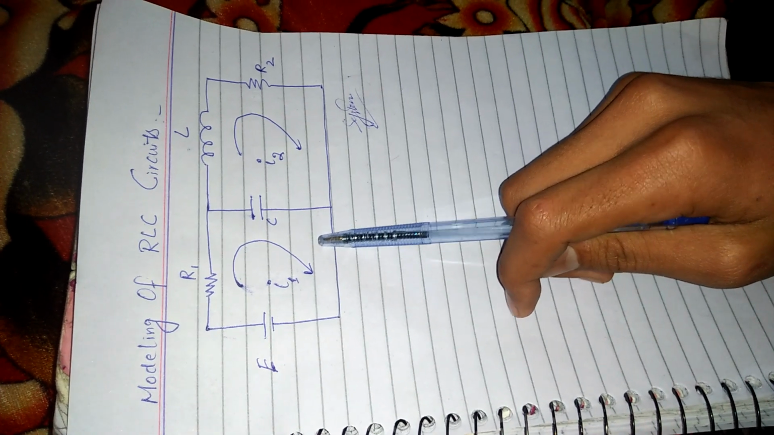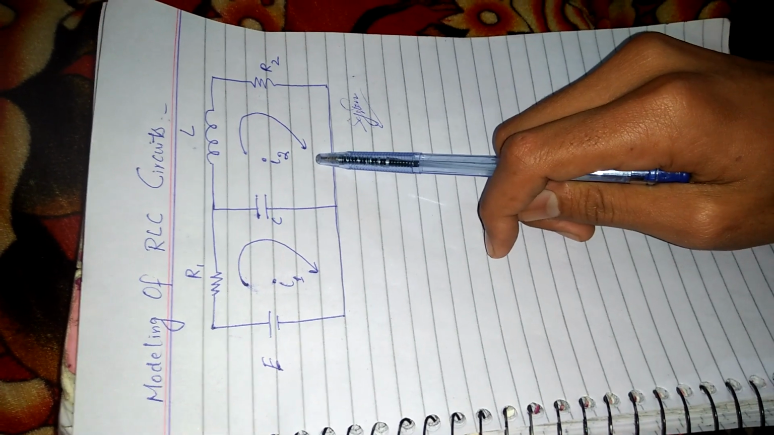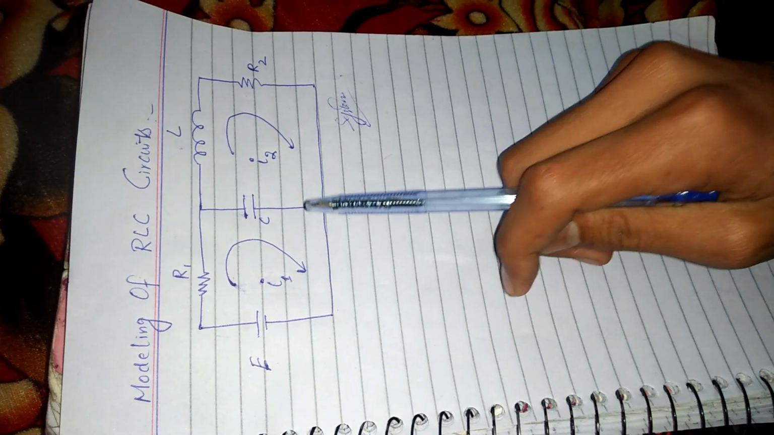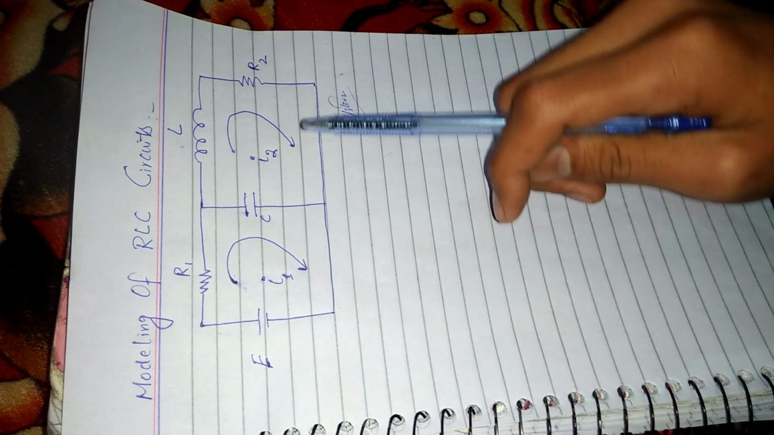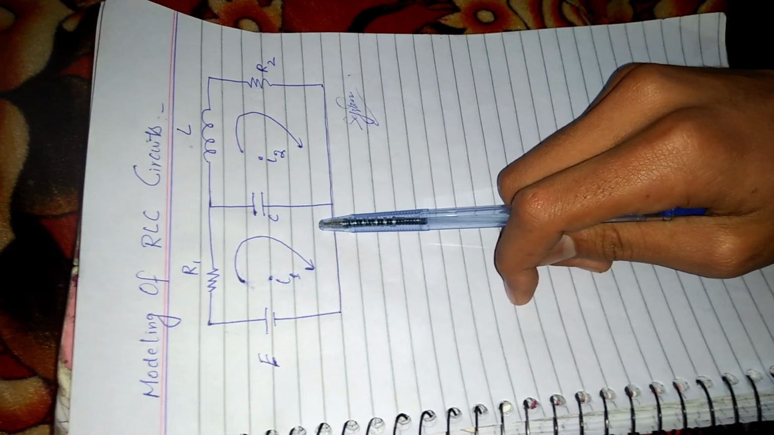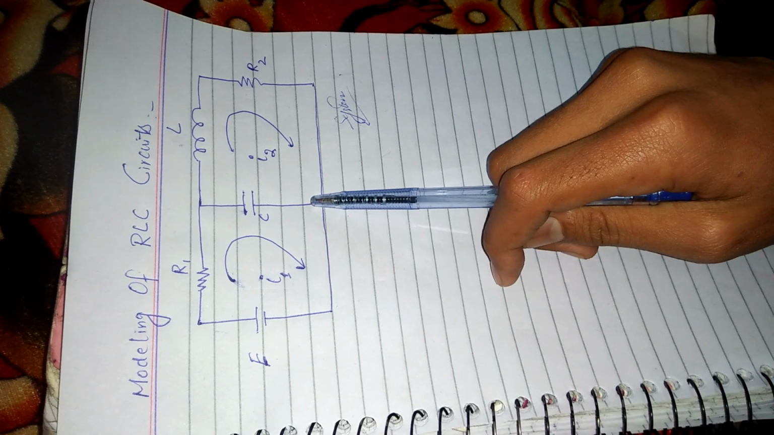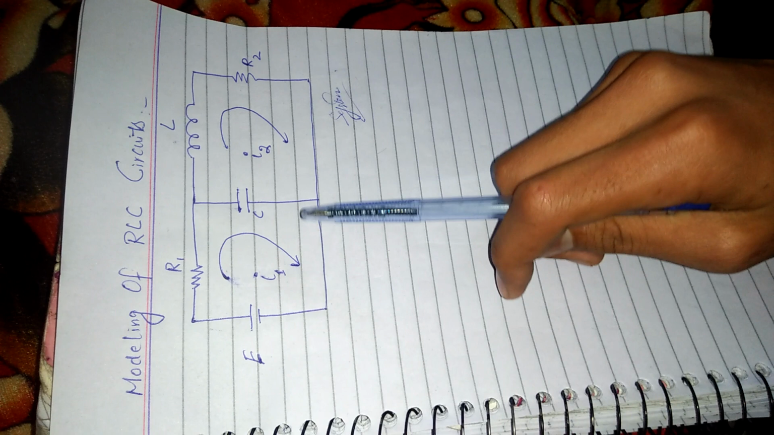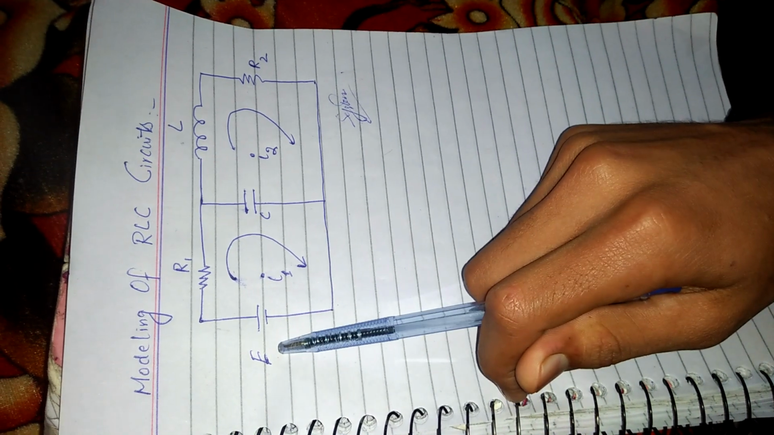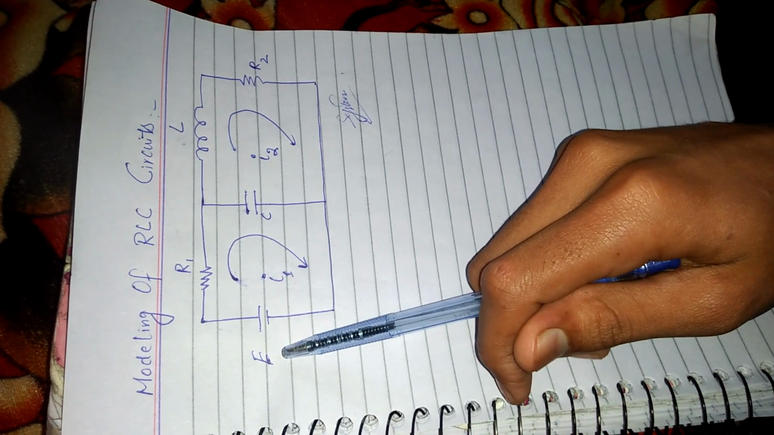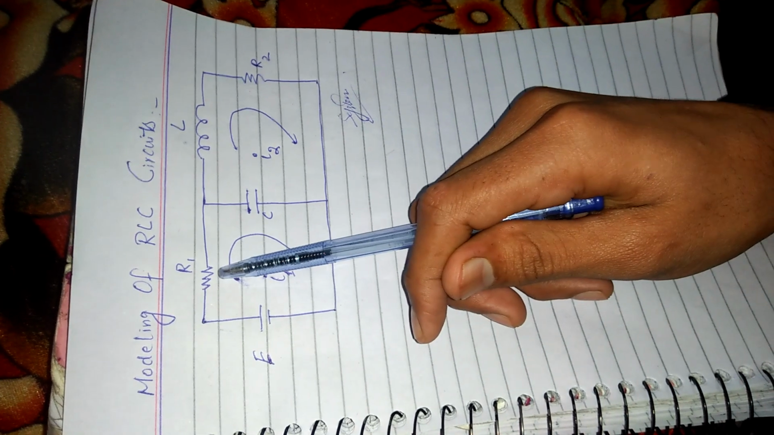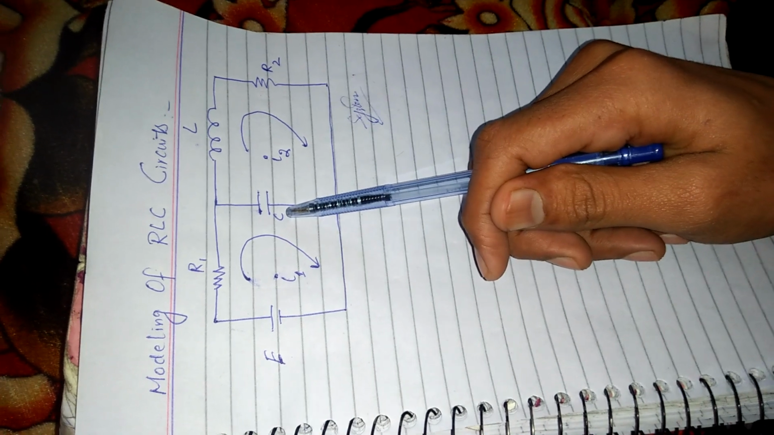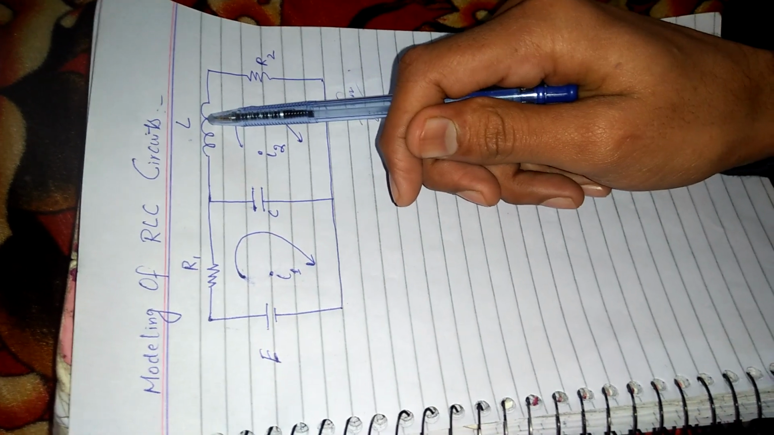The first one is nodal analysis and the other one is mesh analysis. Here we are going to discuss the modeling of the circuit through loop analysis, or mesh analysis, and we are going to first determine the first equation of the system. First we have to observe what components we have used in the circuit: the battery source E, resistance R1, resistance R2, the capacitor C, and the inductor L.